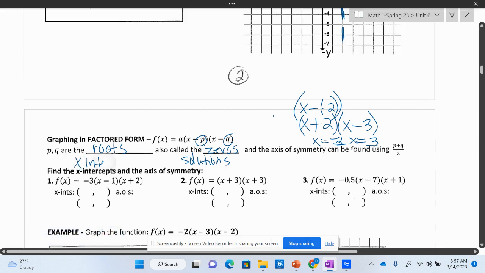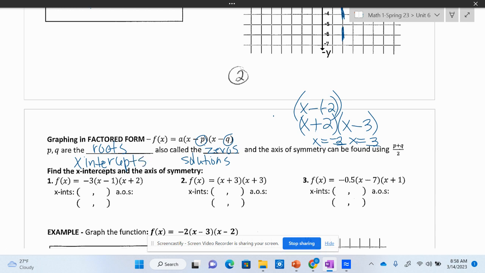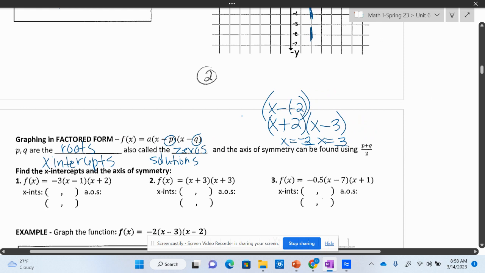I would write down all of those words, all of them. P and q are the roots, the x-intercepts, the zeros, and the solutions. They tell you exactly where the graph is going to cross the x-axis. Okay. When your function is written in factored form, you can do something really cool. You can use this to find your axis of symmetry.